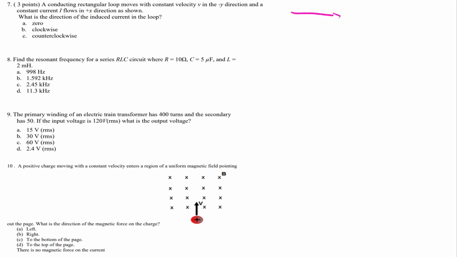Let's say that you have a wire over here, and that our wire has a current going this way, right? Because it's going in the positive x direction. So we're just going to say right here is our positive y, and over here is going to be our positive x. Okay, so we have a positive x current. That means it's going to the right.